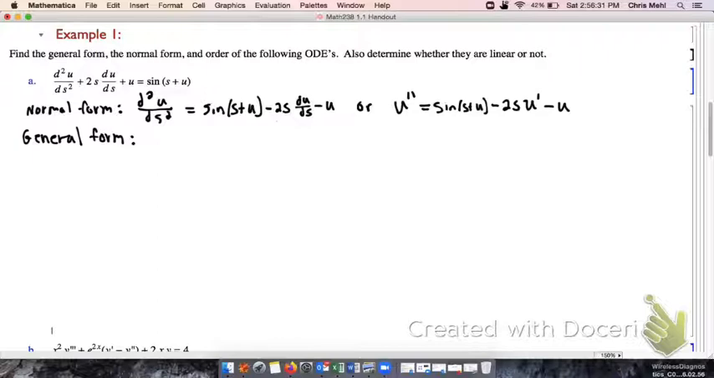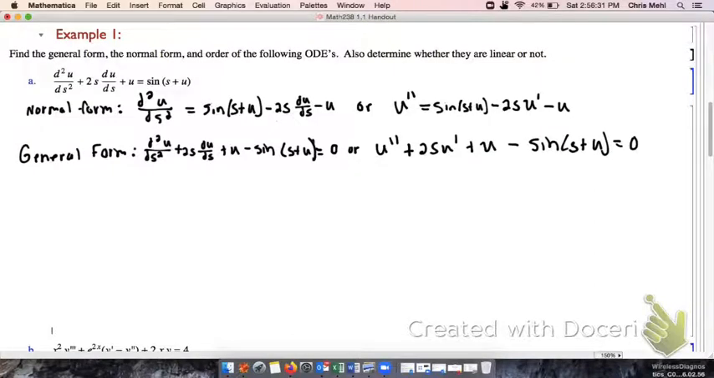Or you'll also see me do this from time to time because I think it's shorthand and easier to write, if it's clear that s is the independent variable and u is the dependent variable in terms of s. You could also write this as u double prime equals sine of s plus u minus 2s u prime minus u. So notice that you're writing the highest order derivative as a function of the independent variable s, the dependent variable u, and the previous derivatives, which in this case would just be u prime.